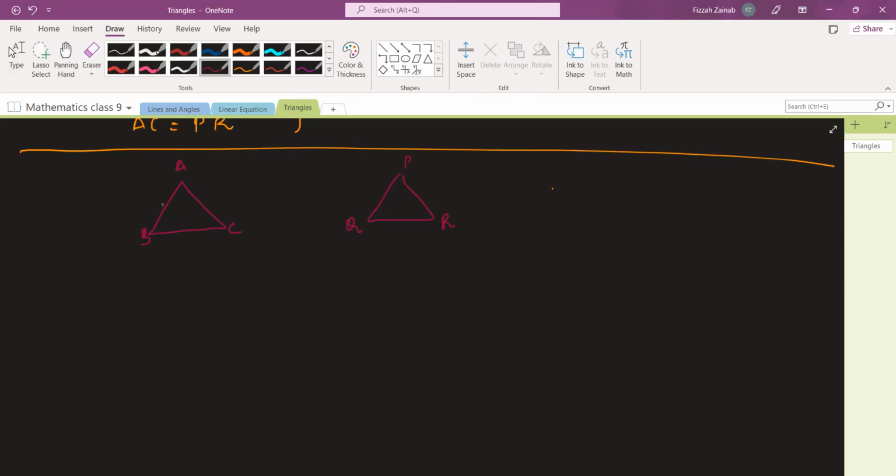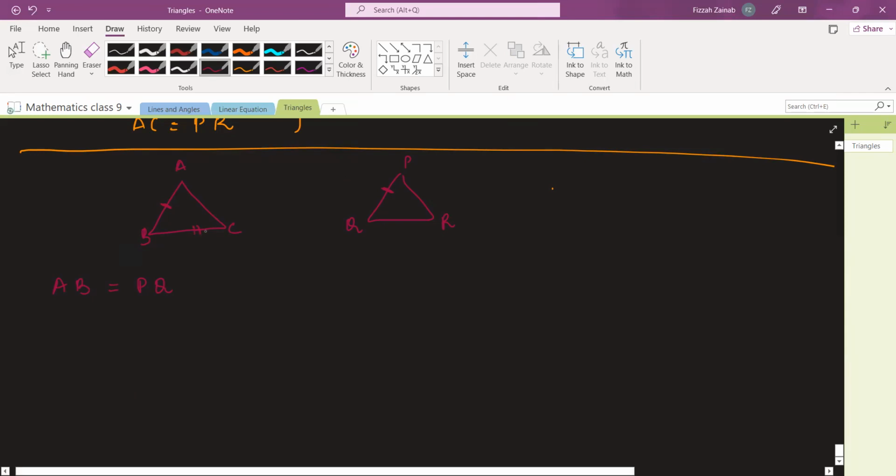It is given that this side is equal to this side, right? So AB is equal to PQ, right, Zanab? Okay. Now this side is given, BC is equal to QR. Now, in place of the third side, one angle is given. Understood? So SSS means all the three sides are equal. But here, let's say two sides are equal and one angle is equal.